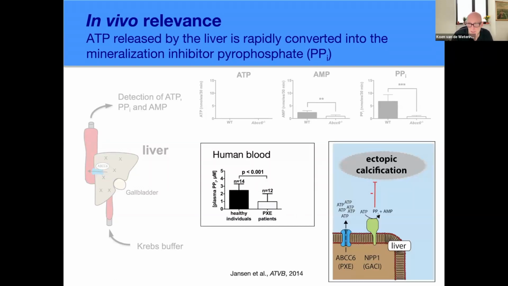So in a cartoon, I here show how ABCC6 prevents ectopic calcification. In the liver cells, ABCC6 pumps ATP into the blood, and then you need another enzyme to convert the ATP into pyrophosphate, the calcification inhibitor. And the pyrophosphate then travels to the eyes, to the skin, and there prevents the precipitation of calcium and phosphate.